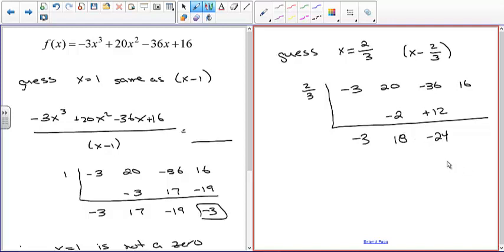Actually, I think it is going to work out right. 2/3 times negative 24. So 2 times 24 is 48. 48 divided by 3 is 16 times the negative sign. It's negative 16. You get 0. Ta-da! So what that says is that, therefore, x equals 2/3 is a 0, and x minus 2/3 is a factor.